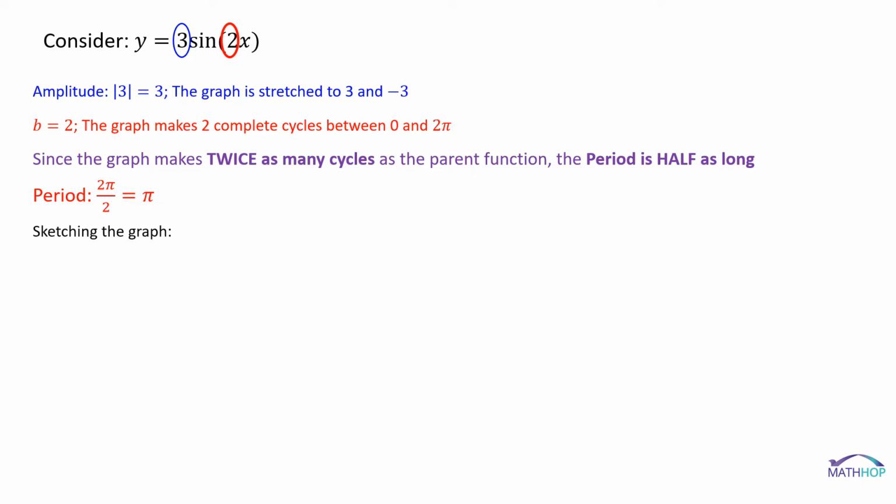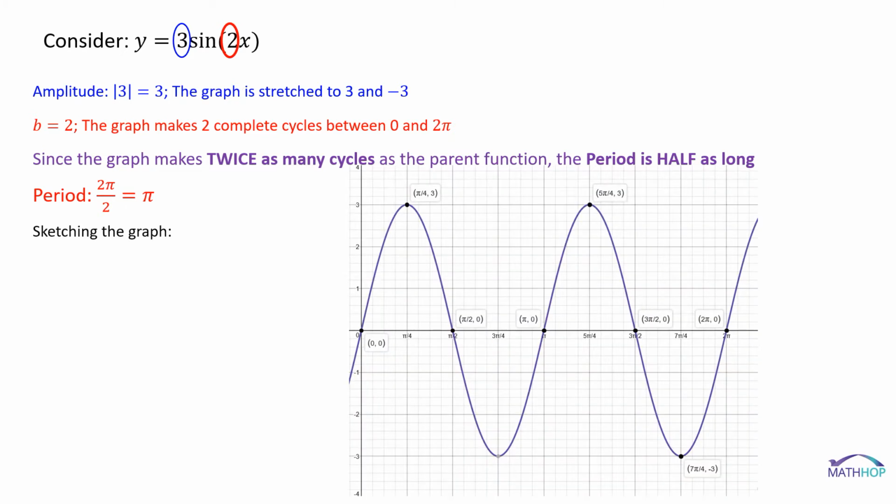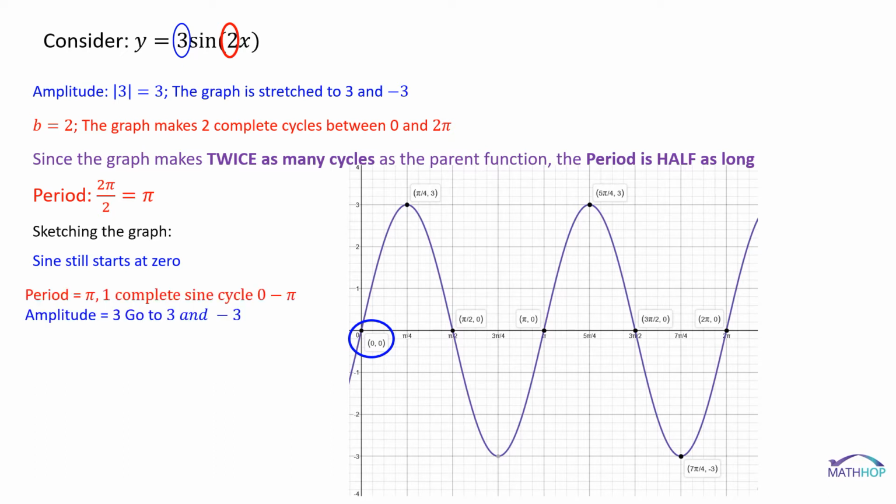Now let's sketch the graph. Again, I'm just going to put it up here. This is the graph of 3 times the sine of 2x. Let's see what we can notice. It still starts at 0. That's not going to change. The period is pi, so you'll notice that 1 complete sine cycle is made between 0 and pi. The amplitude is 3, so it goes up to 3 and down to negative 3. So when I make my cycle, I'm not going to stop at pi. B says there's 2 between 0 and 2 pi.